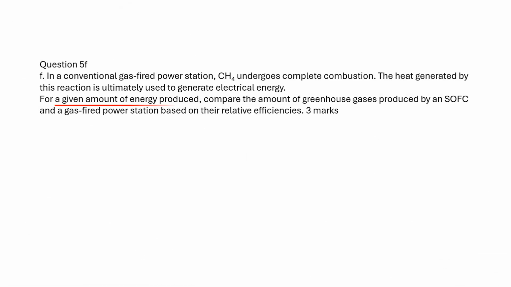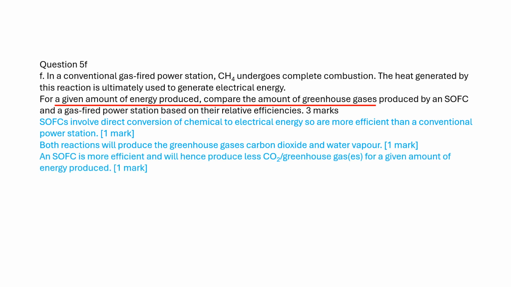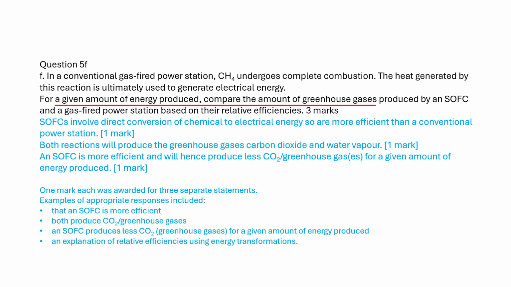Compare the amount of greenhouse gas produced by SOFC and fired power stations. 3 marks cover 3 points. SOFCs involve direct conversion of chemical to electrical energy, so are more efficient than a conventional power station. Both reactions will produce greenhouse gases carbon dioxide and water vapor. An SOFC is more efficient and will hence produce less greenhouse gases for a given amount of energy produced. Don't forget that water is also a greenhouse gas.